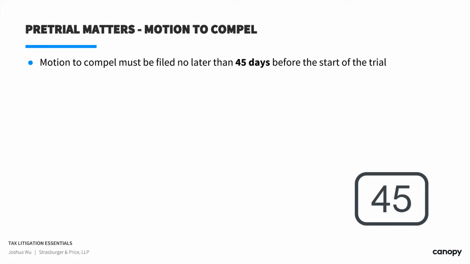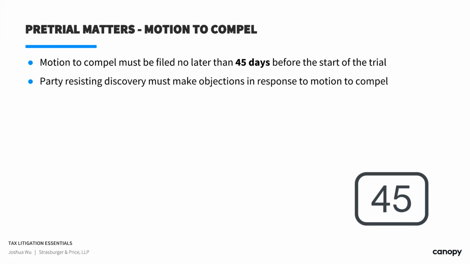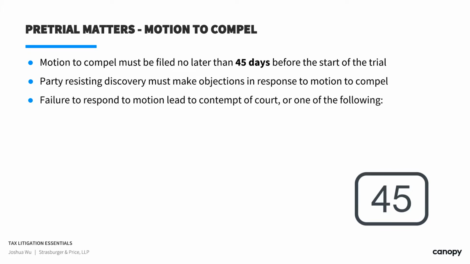So a party, let's say, who didn't get answers to their questions can file this motion to compel. The party that's resisting the motion to compel must make objections in response to the motion to compel. Raise privilege, raise undue burden, raise lack of relevance in the question. They've got to do something because failure to respond can lead to contempt of court, which can involve serious fines and professional liability issues, or various other punishments.